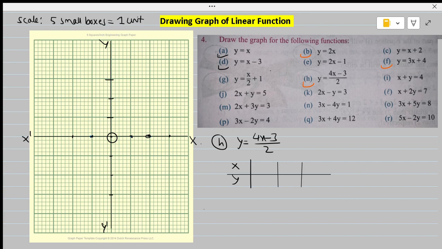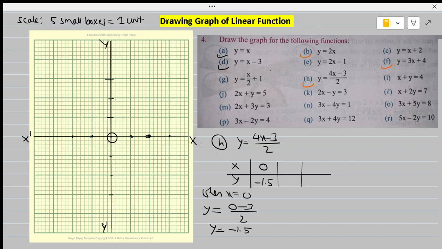Okay, let's go for it. So let's start with 0 then. When x equal to 0, if we keep x equal to 0, you are going to get y as 4 into 0 is 0, minus 3 by 2. So y is minus 3 by 2, and that is minus 1.5. So when you give x as 0, you get y as minus 1.5.